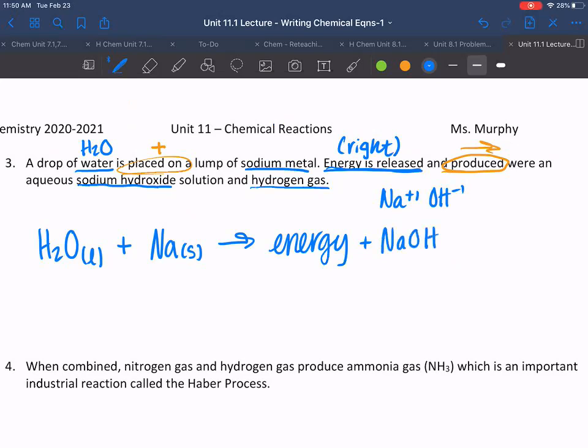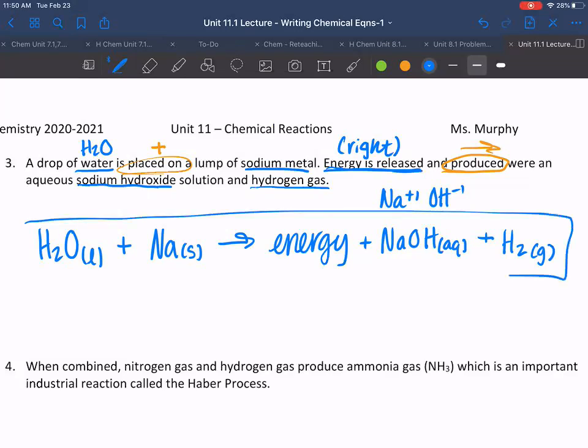NaOH. And then what is our state here? AQ. And then our last product, what is it? Yeah, I'm hearing those H2s. Somebody was paying attention. All right, this is our equation here.